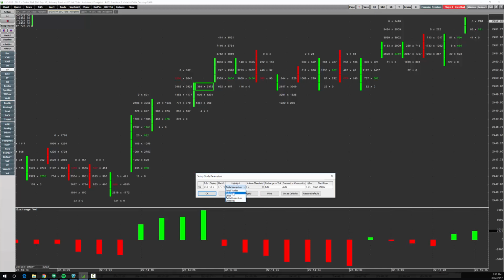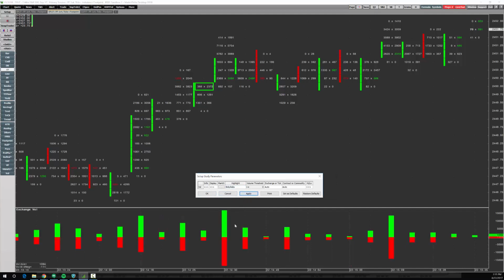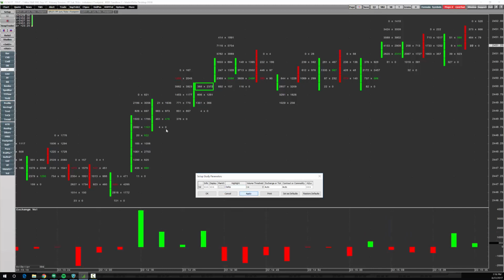The last one is bid ask. And if I hit apply, bid ask is showing just a split. It's just a breakdown of that bid traded volume and ask traded volume. I don't really find this one as useful as I do some of the others. But I want to make sure you see what that is. I'd rather just see the delta, which just tells me which side won, the buyers or the sellers, and that's what I get to see.